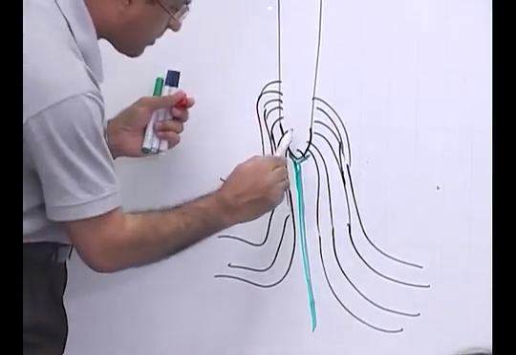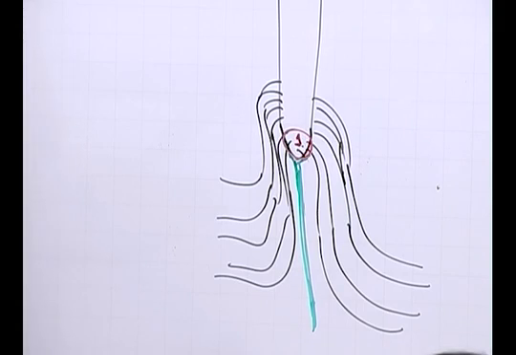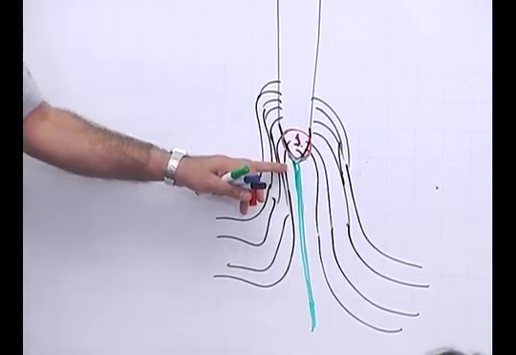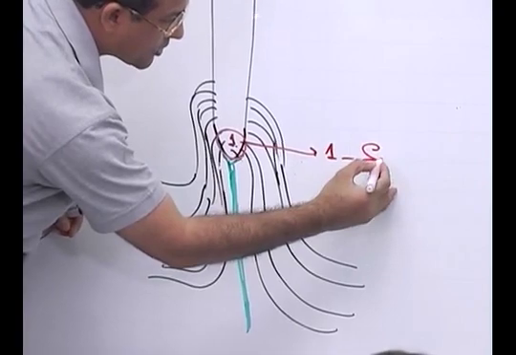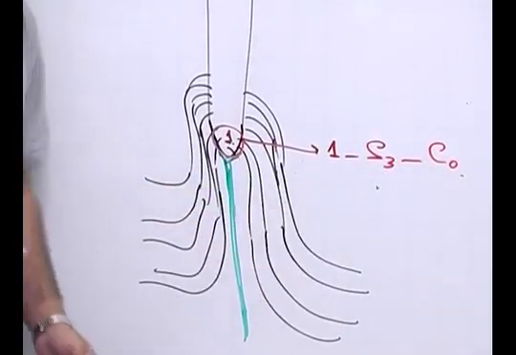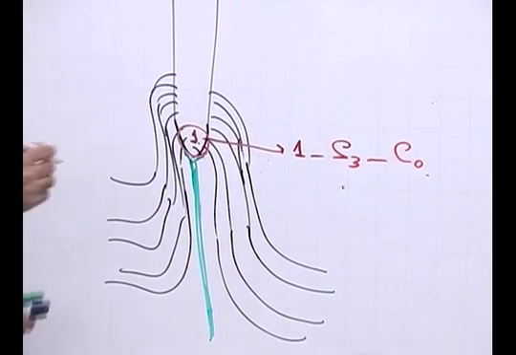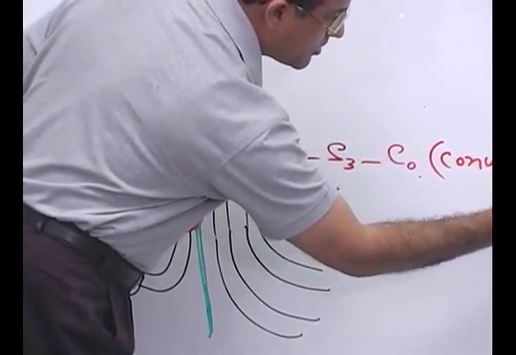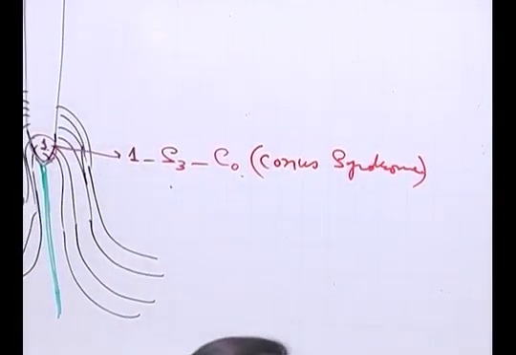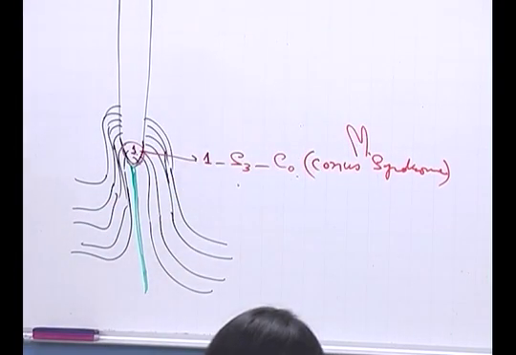If there is damage to the tip of this area, we call it conus medullaris syndrome. Just at the tip, for example, this lesion number 1 is S3 to coccygeal 0, the lowermost part. This is called conus syndrome, conus medullaris syndrome.